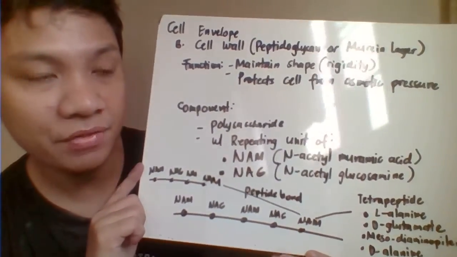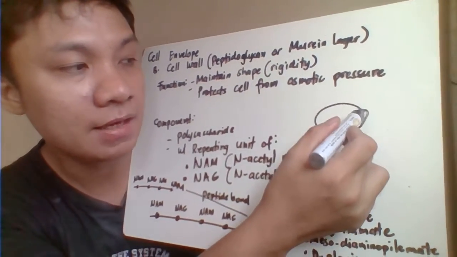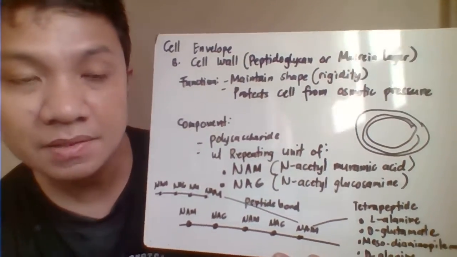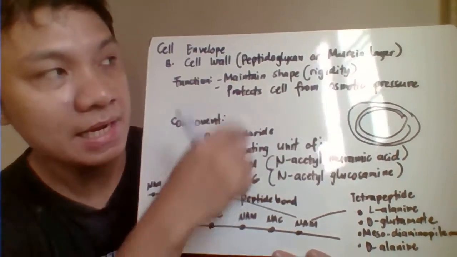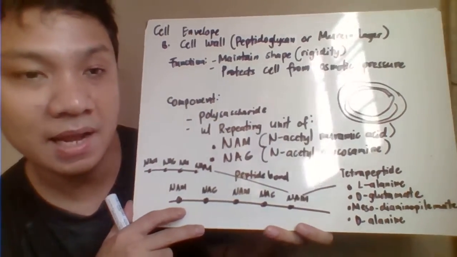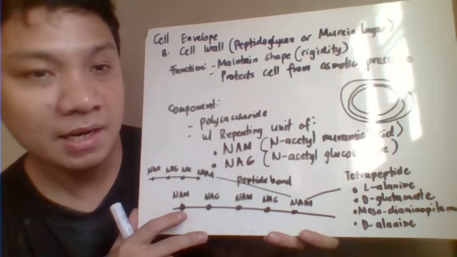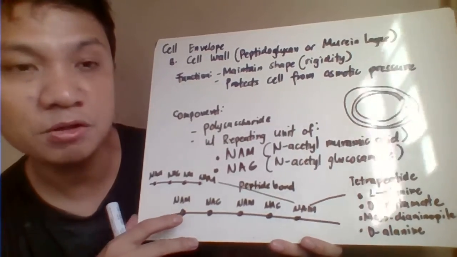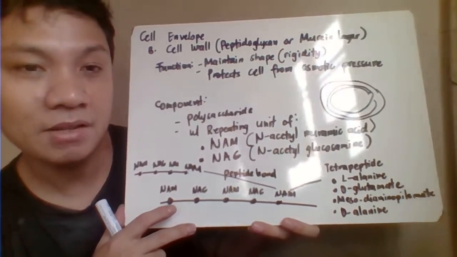Okay, the next one, after your cell membrane or the plasma membrane, we have another coating. So, kung ito ang cell natin, may cell membrane tayo, and another layer for that becomes the cell wall. Another name for the cell wall is peptidoglycan or the murein layer. Basically, its function is providing and maintaining the shape of your cell. And basically, it maintains the rigidity of the cell. Another function is to protect the cell against the osmotic gradient or the osmotic pressure to prevent bursting of your cell.